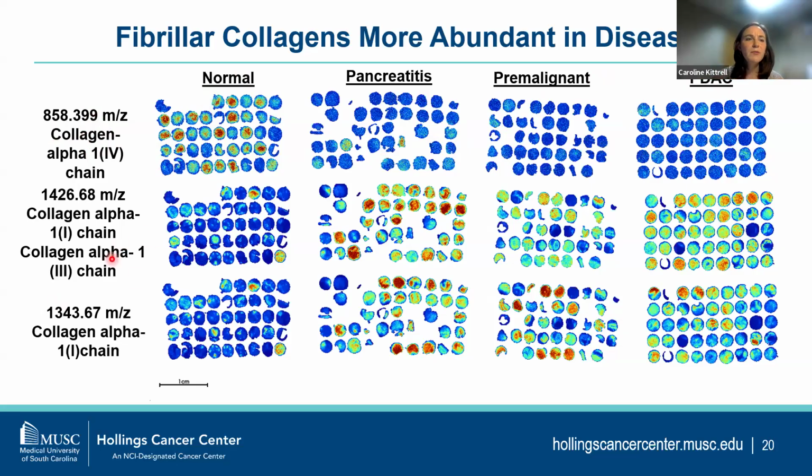Additionally, we're seeing the abundance of this 1426, which I showed in the volcano plot, as well as this 1343 collagen peptides, these COL1A1 peptides, increased in our PDAC, but you can see they're also increased in pancreatitis and pre-malignant cores. And what we're thinking is that that's showing that we're setting up the niche within the ECM to allow for malignancy to set in way before malignancy is actually present.